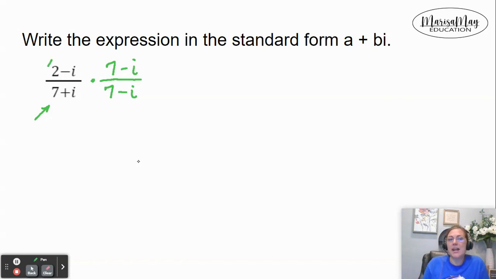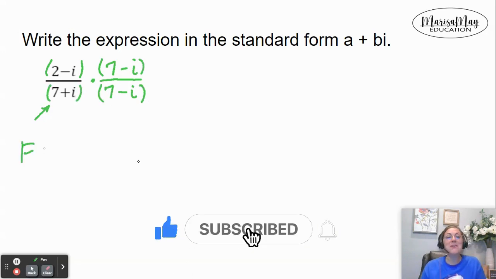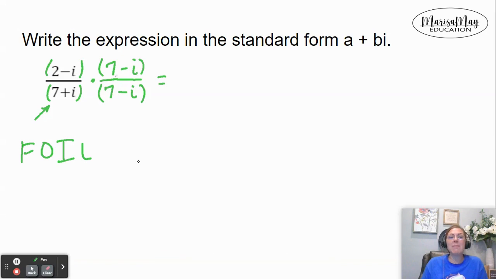When we multiply, I encourage you to use parentheses here because it's going to help you when you do your FOIL method. Now remember, FOIL: first, outside, inside, last. And we're going to do that on the top and the bottom. So on the top, the first would be 2 times 7, that's 14. The outside would be 2 times negative i, which is negative 2i. The inside, negative i times 7 gives me negative 7i. And then the last would be negative i times negative i, and that's i to the second.